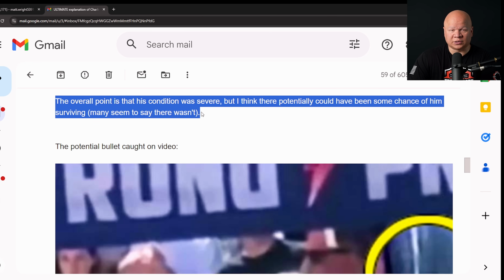Many seem to say there wasn't. So here Kalikukul is basically saying that based on their investigation so far, it seems like the injuries that he got, even with the decorticate posture and that kind of stuff, could have theoretically been survivable. About 35% survival rate or something like that based on literature. So some people are saying that Charlie's still alive, that this was all staged and everything else, but there is a very, very small chance, and again, this is just theories, that he could still possibly be alive, but not well. All right, now here, Kalikukul talks about the potential bullet that's cut on video.